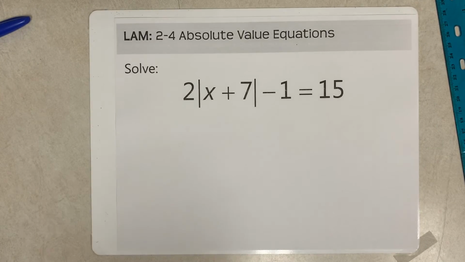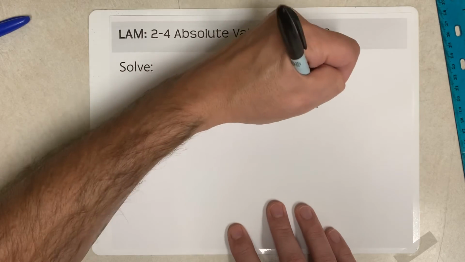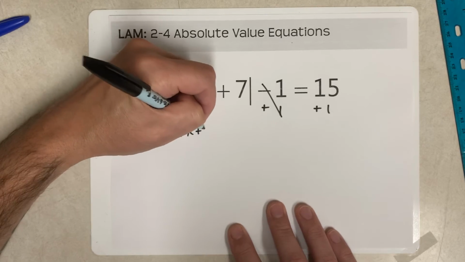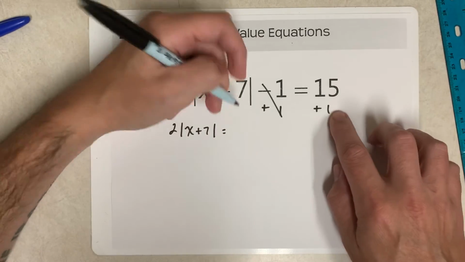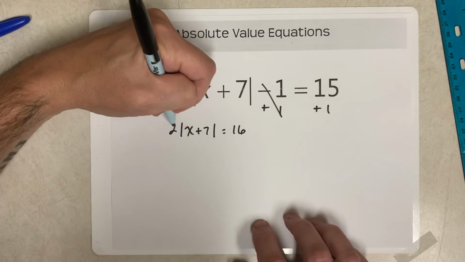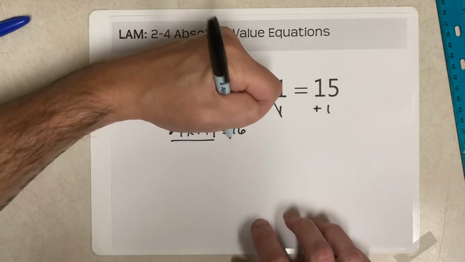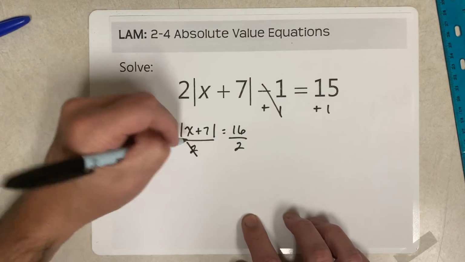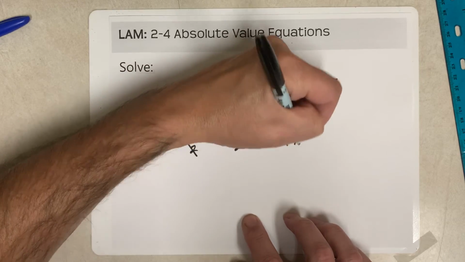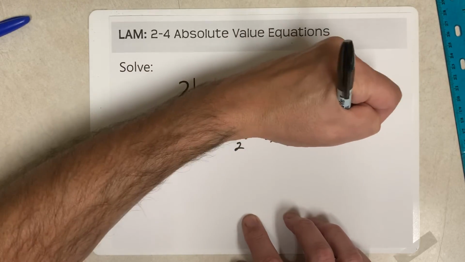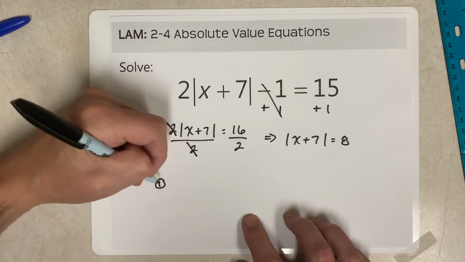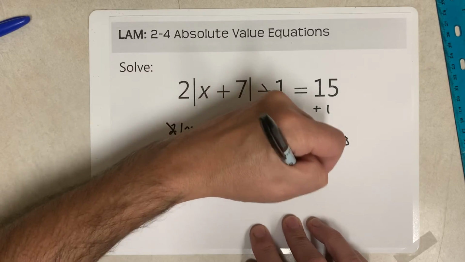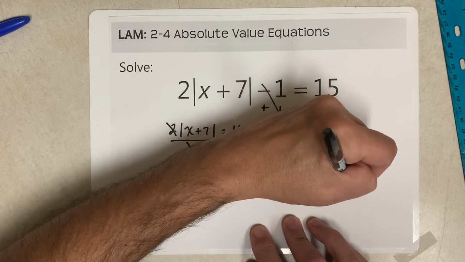Same thing here. You want to add that 1 to both sides first. Get rid of it. Drop down your 2, x plus 7 equals 15 plus 1 is 16. Luckily, 2 goes into 16, so it's going to be nice. We're not going to have any fractions. And these 2's are going to cancel. And so we are looking at x plus 7 absolute value equals 8. Okay, so we have 2 solutions. X plus 7 is equal to 8. And the second one, x plus 7 is equal to -8.